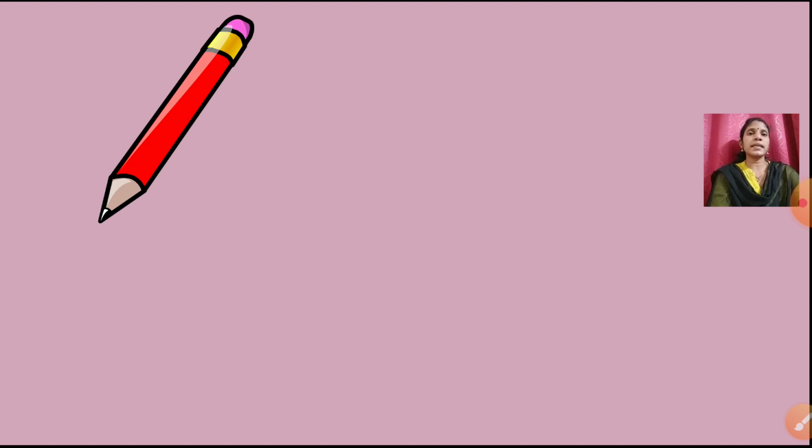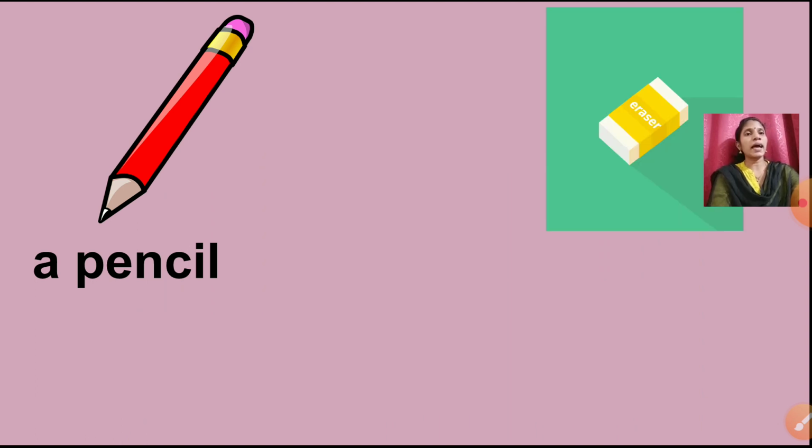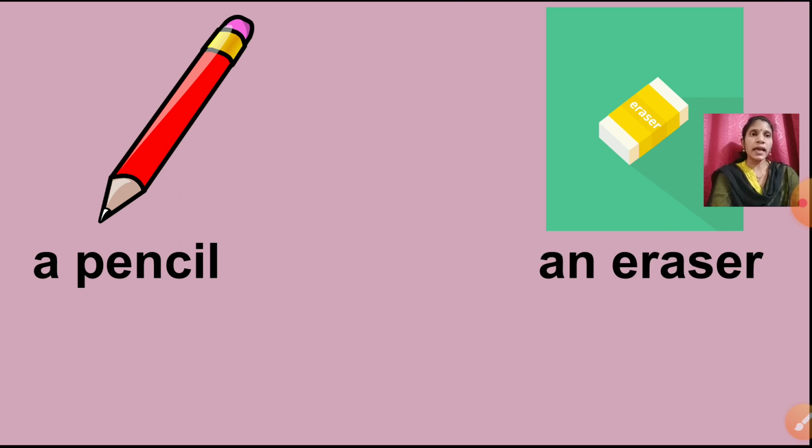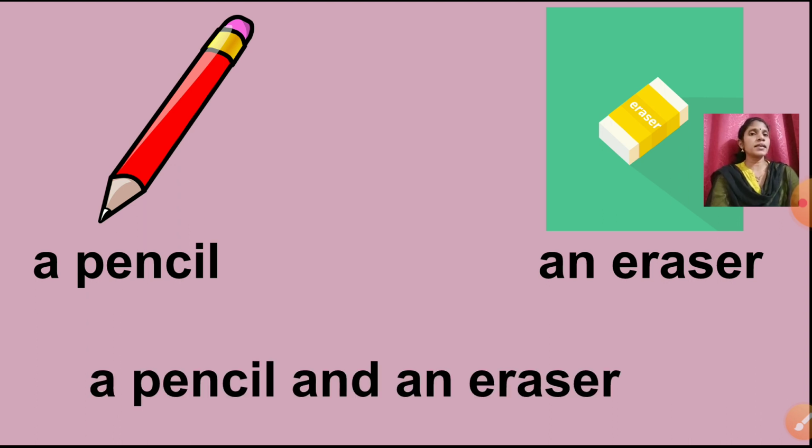Next example. Here, a pencil. Next, an eraser. Now what we are doing is we are joining these two similar ideas together. So that time we are adding and. A pencil and an eraser.